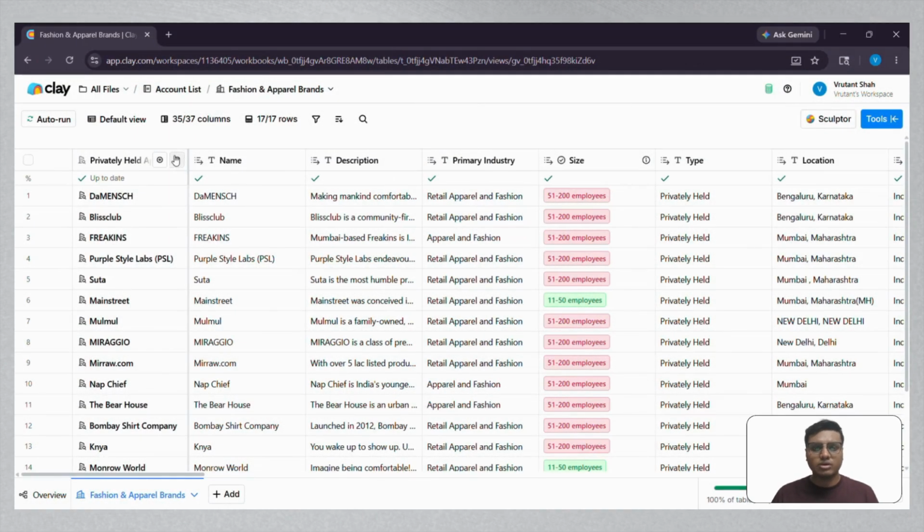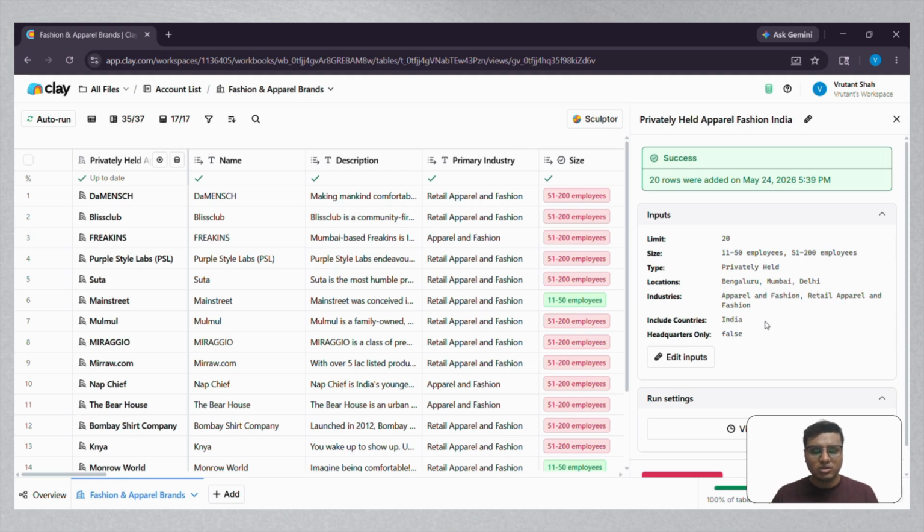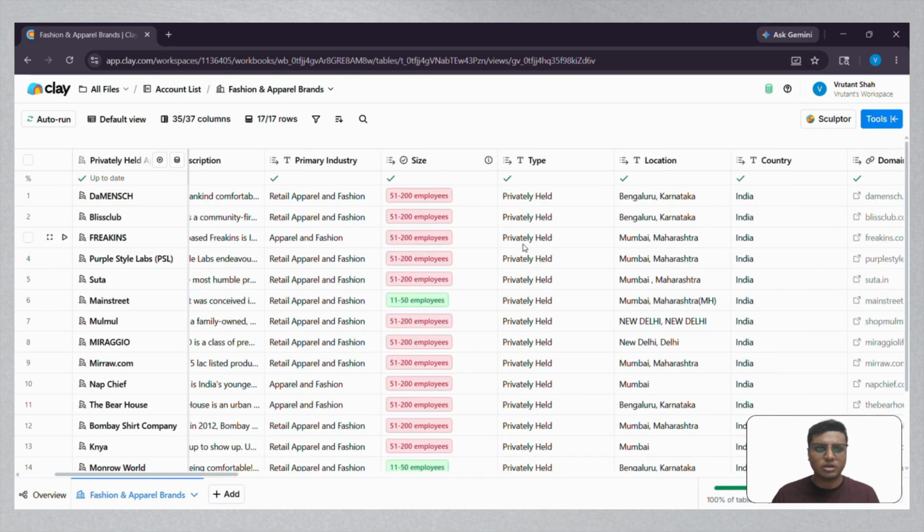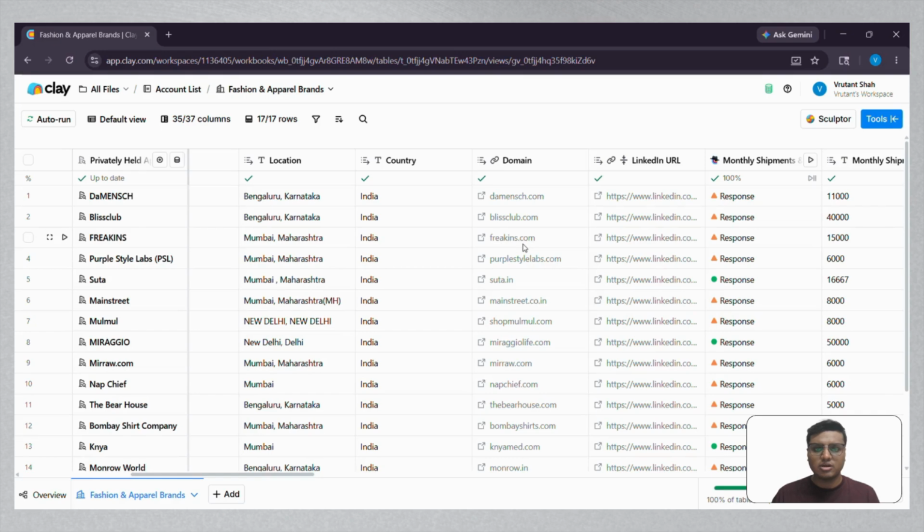The first thing that we do on Clay is build our account list. We build it by using basic filters like industry, location, and company size. As you can see, I've considered apparel and fashion as one of the segments I would want to target, considering that a huge chunk of my business would come from these brands. What I'm getting here is the first set of data that includes the description, the industry of that particular company, the company size, their location, their website, and their LinkedIn profile URL.